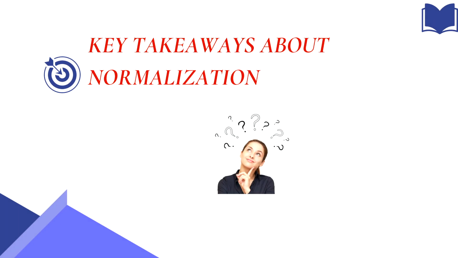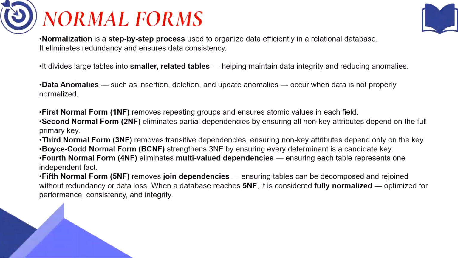Key takeaways about normalization. First one, normalization is a step-by-step process used to organize the data efficiently in a relational database. It eliminates redundancy and ensures data consistency. It divides large tables into smaller related tables, helping maintain data integrity and reducing anomalies. Data anomalies, we saw the insertion, deletion, and update anomalies. They occur when data is not properly normalized.